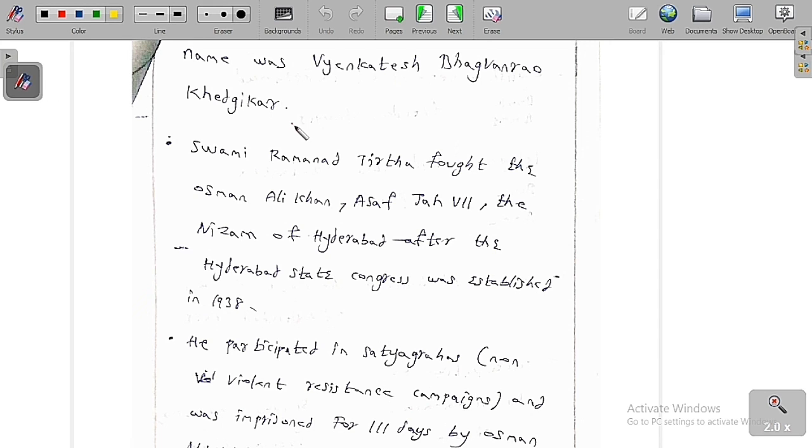His original name was Venkatesh Bhagwan Rao Kedigar. Swami Ramanand Tirtha fought the Osman Ali Khan. He was the last Nizam.